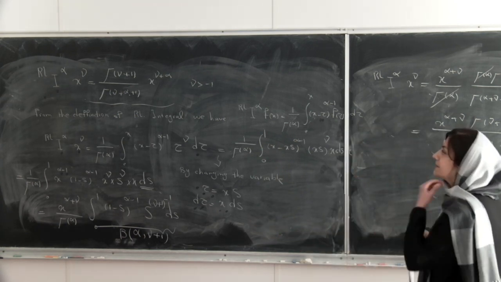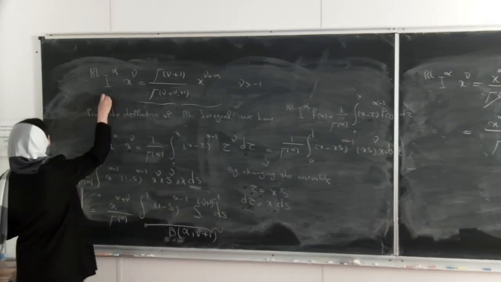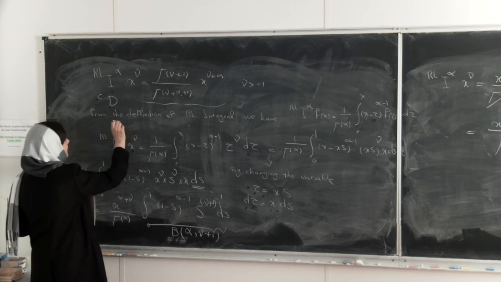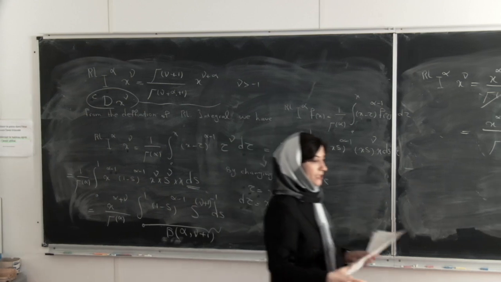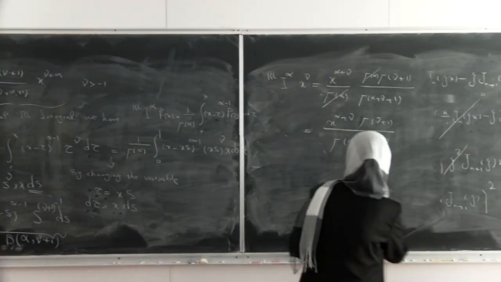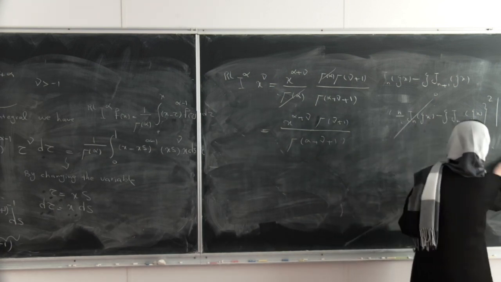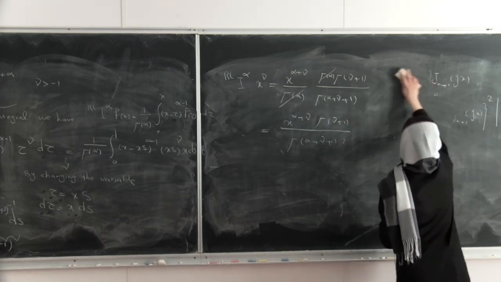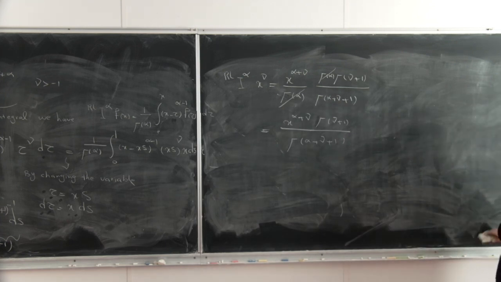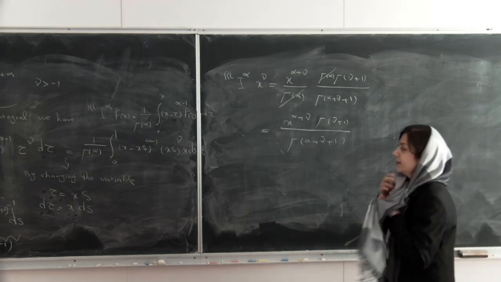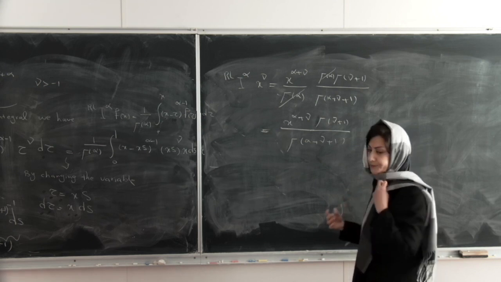Also, we have a similar property for the Caputo derivative of x to the nu. And I want to show it to you too. So here you can see the definition of the gamma function, and the beta function is important too. Okay.